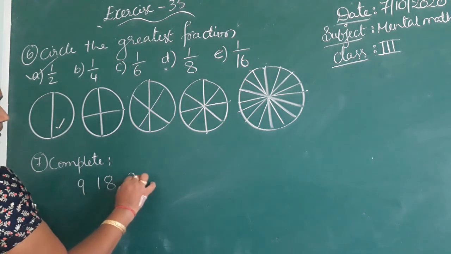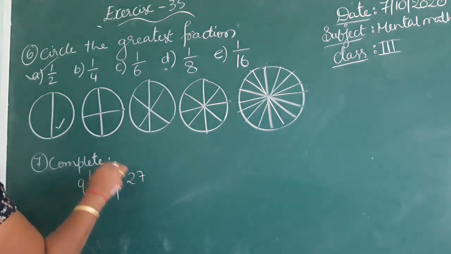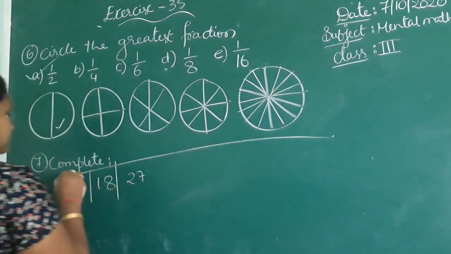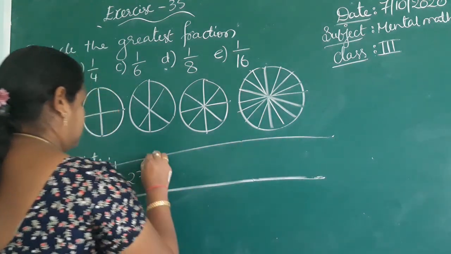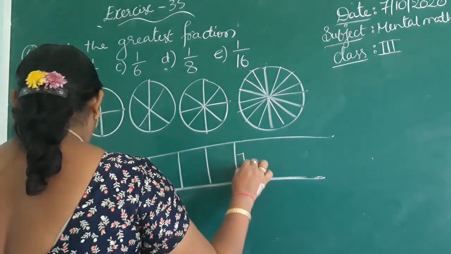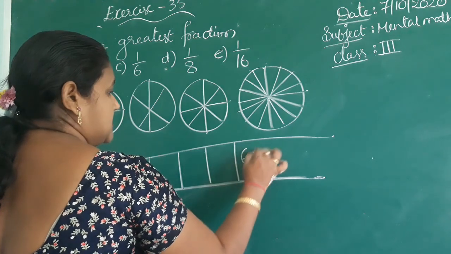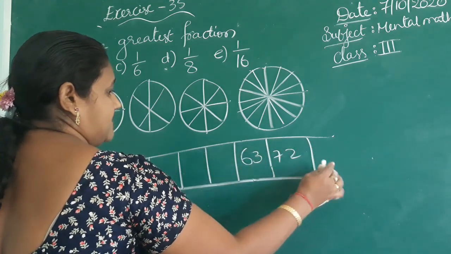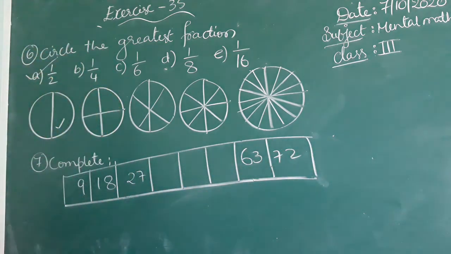Complete. 9, 18, 27. We don't know the three numbers they didn't give. Last 63, 72. They have given these numbers and they asked us to complete this series. Okay, how will you complete it? 9, 18, 27, 63, 72.